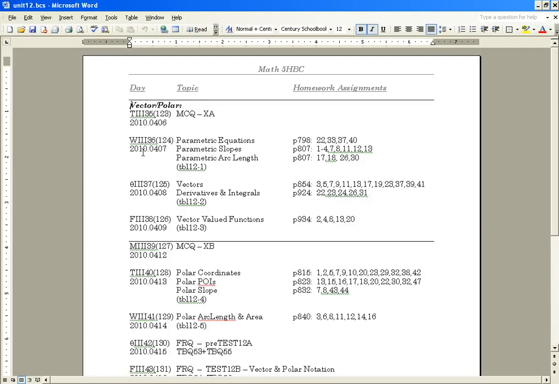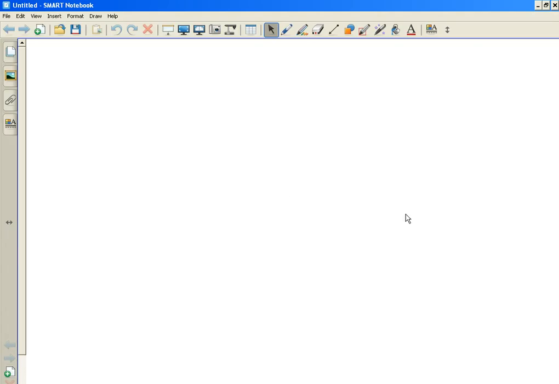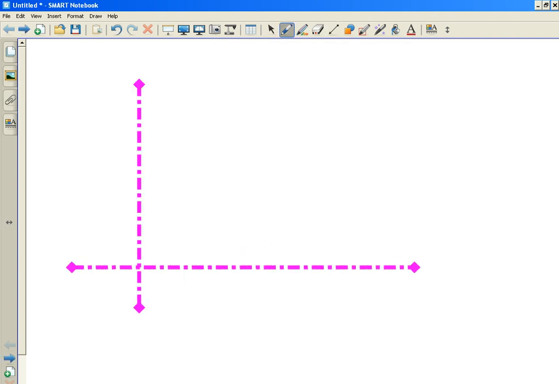And it's Wednesday, the 7th, and we're doing parametric equations. Okay, so let's graph something here. Let's say here's a y-axis, here's an x-axis, and let's label stuff.